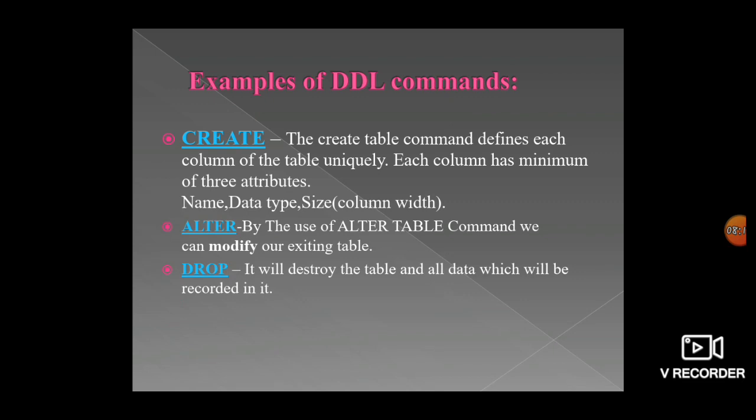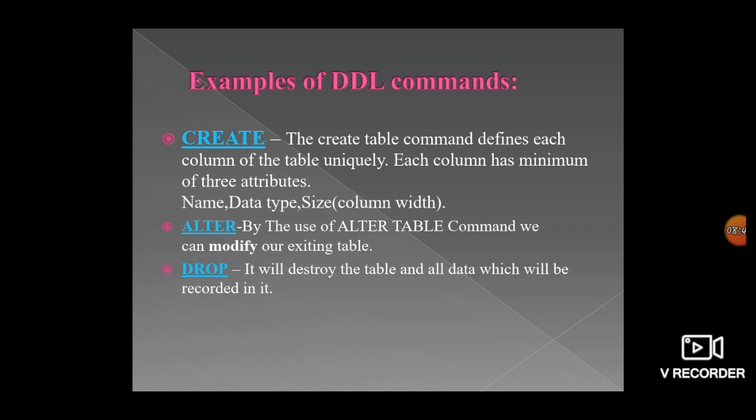We can see the example here, how to create a table, how to alter the table and how to drop the table. Let us see the first one. The create table command defines each column of the table uniquely. Each column has a minimum of 3 attributes. Normally to create a table we need rows and columns, so here we use 3 attributes: name, data type and size.